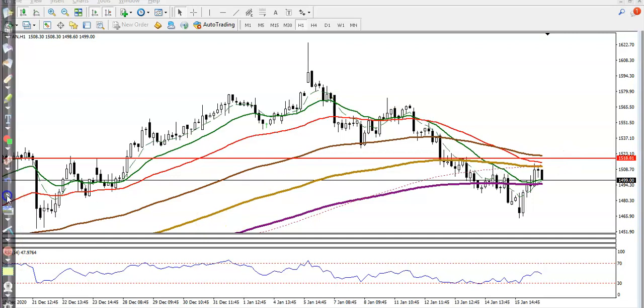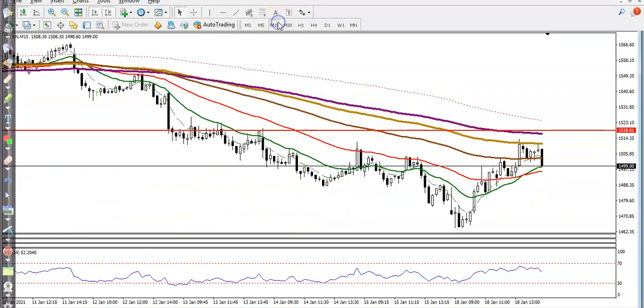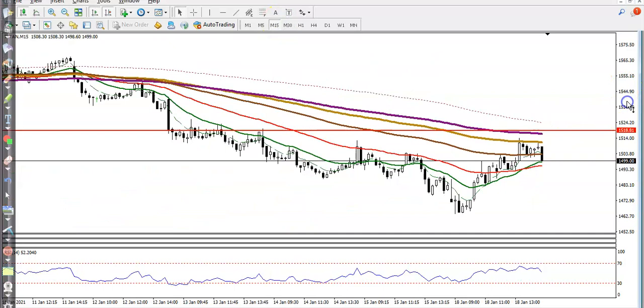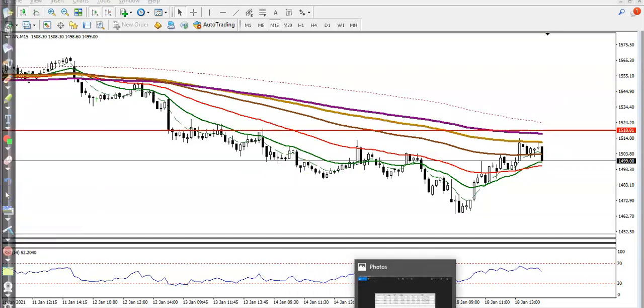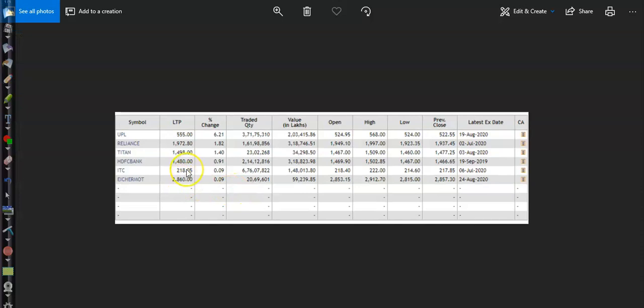Now see in a small time frame like 15 minute or 5 minute for intraday, exactly there is a 200 exponential moving average. So we need a breakout. So once price breaks this level, 1518, we'll go for buy above 1518. So let's see another stock, HDFC Bank. All right, now let's jump to HDFC Bank.